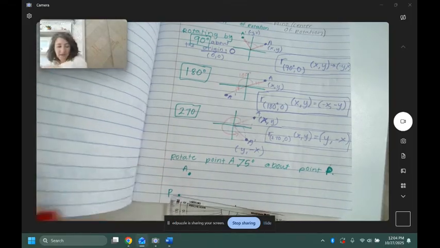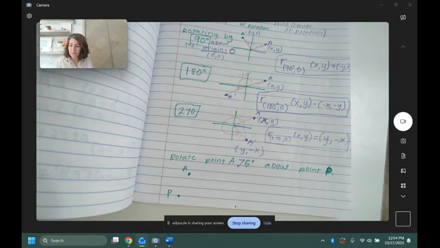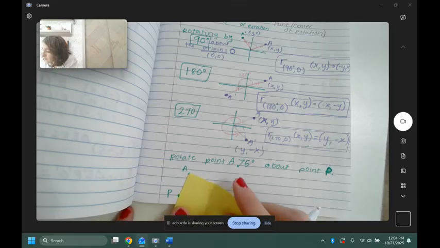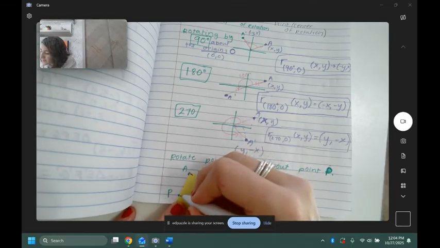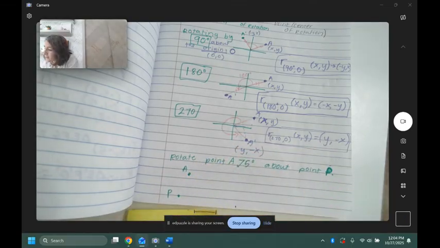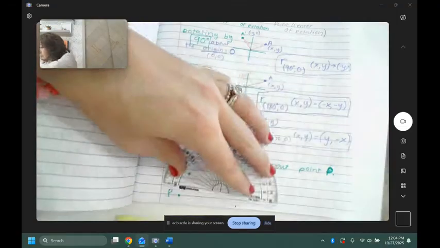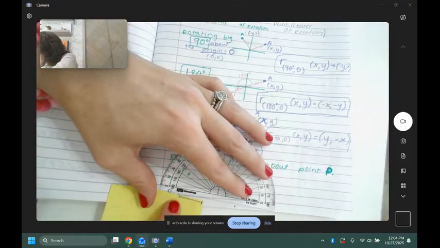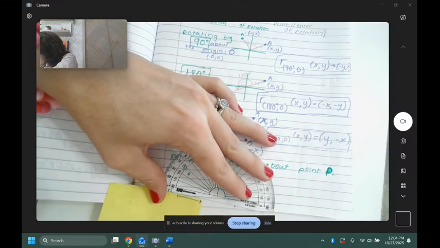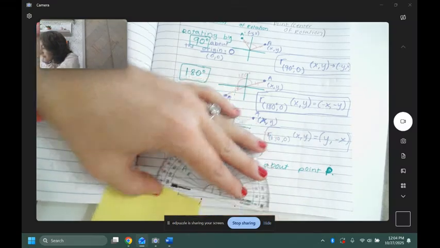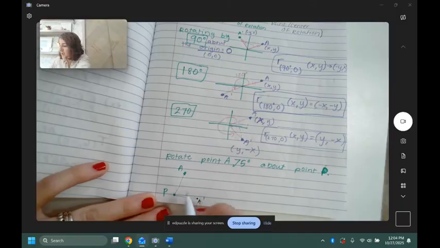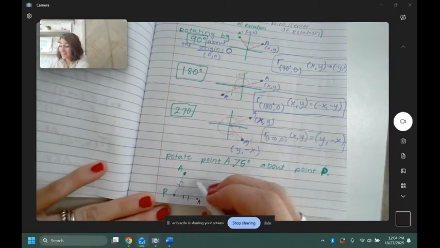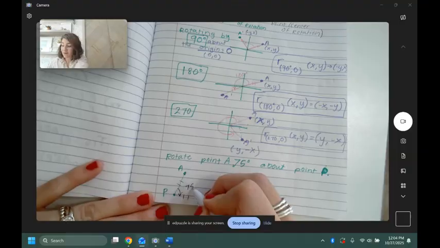And then I also need a ruler, which I do not have here. Let's see, we'll make one out of a Post-it. A ruler just needs to space these out evenly. So if this is A, this is P, this is my line segment there. If I were to continue this from P in this direction, it would end up right there. There's your image. These two lines are equal, and this did rotate by 75 degrees.